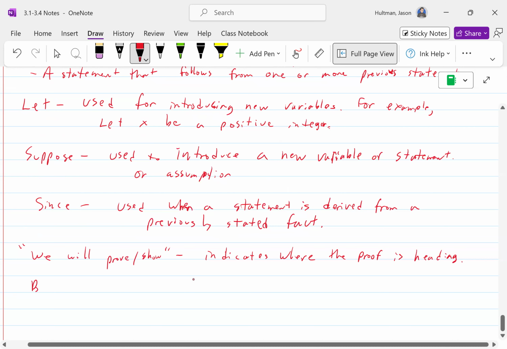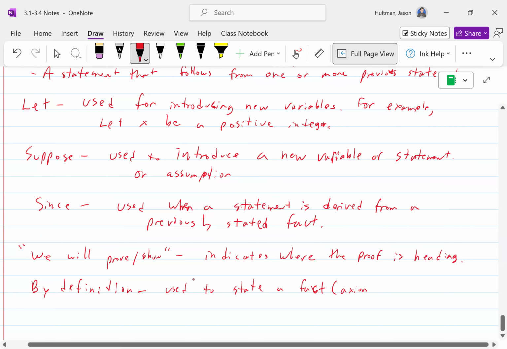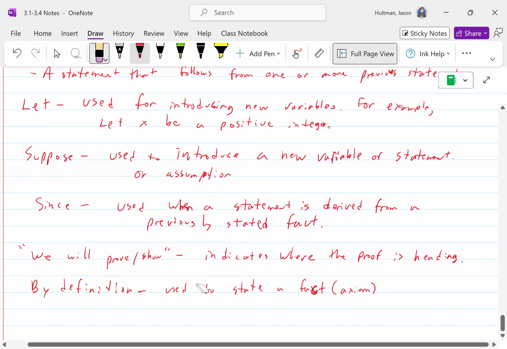By definition. Okay, used to state a fact known from a definition. Or an axiom. Okay, another word for fact, axiom. We take certain things at face value that they're true. Okay, a right angle is 90 degrees. That's just an axiom. We can't really prove that statement. We just set it up that it is. The definition of a right angle is a 90-degree angle, and a 90-degree angle is the right angle. And that's just an axiom. Those are the building blocks for our proofs.